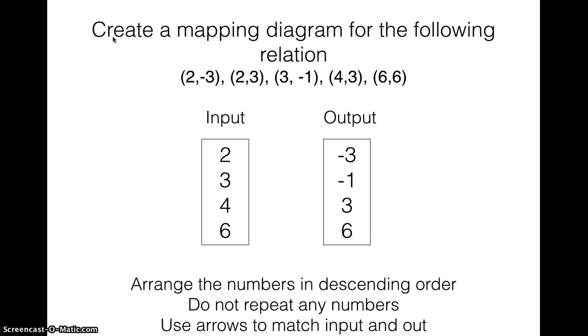So now we're going to match up each input value with its output value. So the 2 is in a coordinate point with the -3, and it's also in a coordinate point with the +3. So you're drawing one arrow from 2 to -3 and another arrow from 2 to +3. 3 to -1, 4 to 3, and 6 to 6.